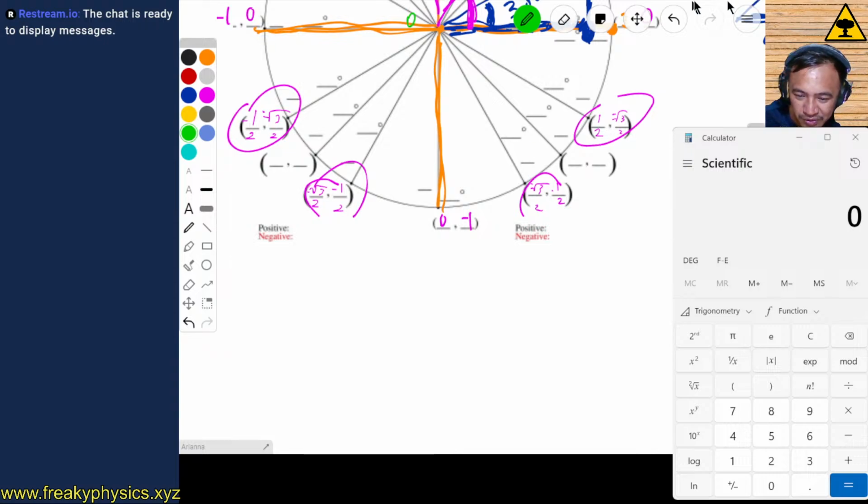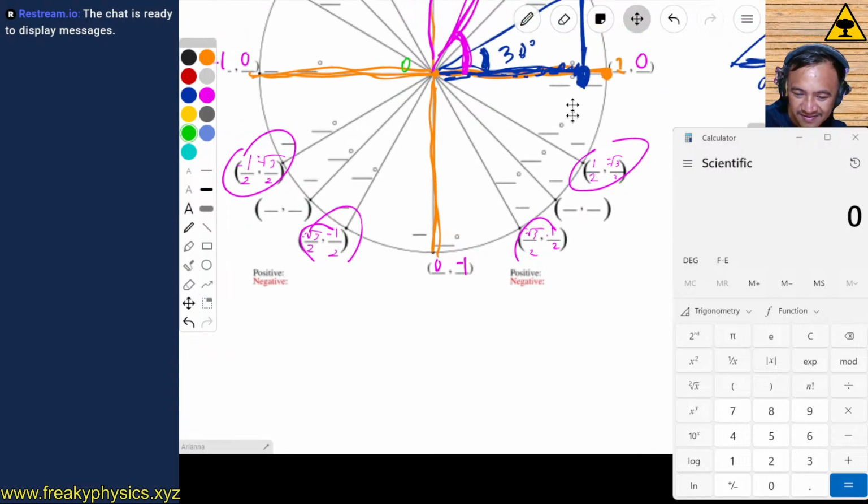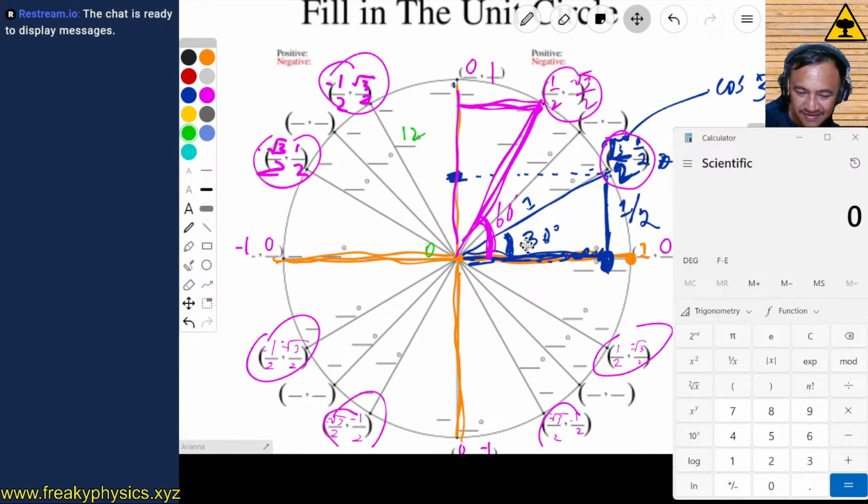Okay, why does it keep doing that? That's weird. I don't know. Okay, is there any way to make it so that it's locked in?